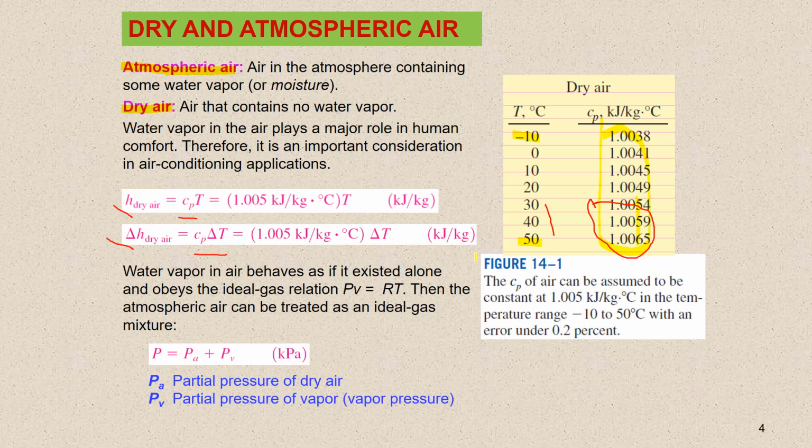Then, the atmospheric air can be treated as an ideal gas mixture whose pressure is the sum of the partial pressure of dry air, P sub a, and water vapor, P sub v. You can see in the equation here that the pressure is equal to the sum of the partial pressure of dry air and the partial pressure of water vapor.